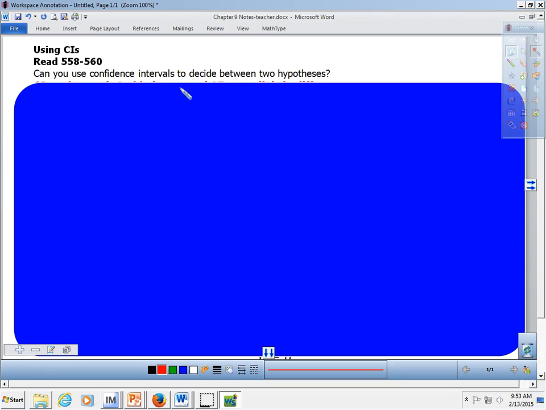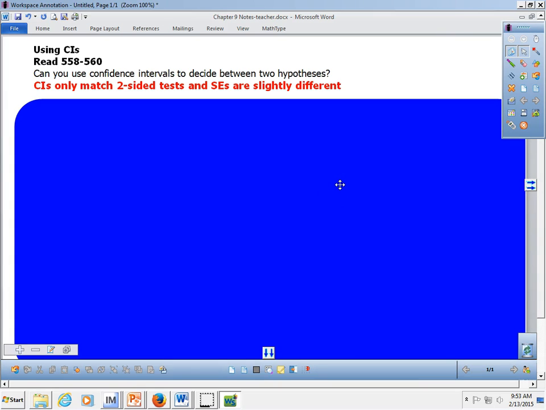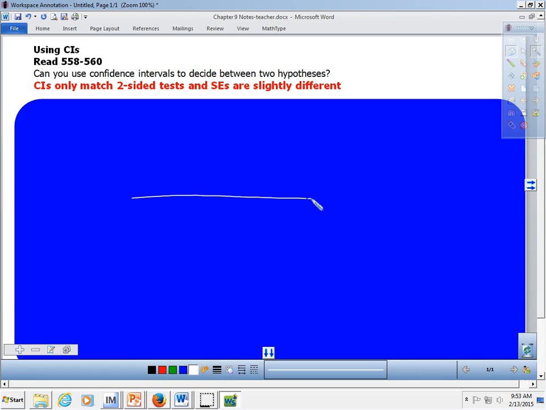Well, we can kind of make a tie between these significance tests and confidence intervals. So, can you use confidence intervals to decide between two hypotheses? And the answer to that question is yes, but it only works for two-sided tests. Okay? And so you have to sort of understand what it is that we're looking for out of a two-sided test.